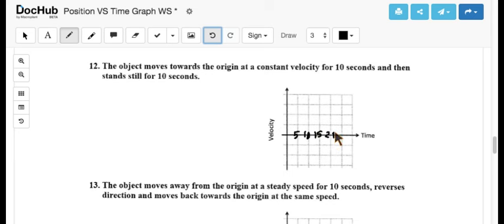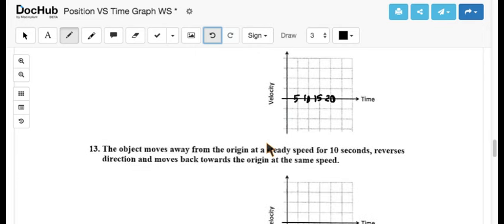that should give you enough space there. 5, 10, 15, 20 seconds. So half of that time it's going to be moving towards, and then half the time it's going to be standing still. Oh, sorry. The object moves towards the origin at a constant velocity for 10 seconds, and then it will stand still for 10 seconds. All right.